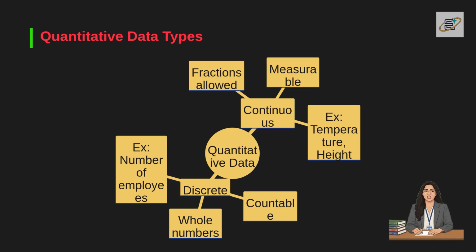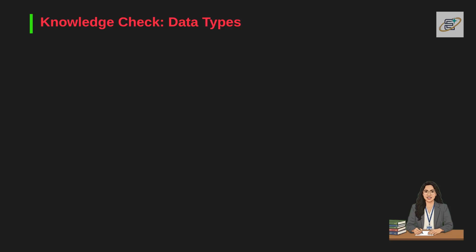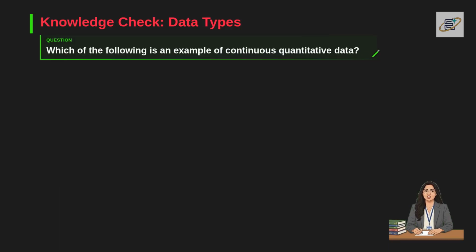These can be measured to infinite levels of precision. Let us pause for a quick knowledge check to make sure these concepts are really sticking in your mind. Here is your question: which of the following is an example of continuous quantitative data?